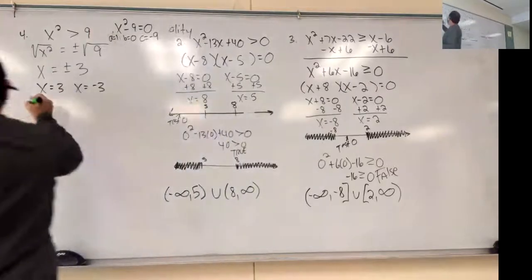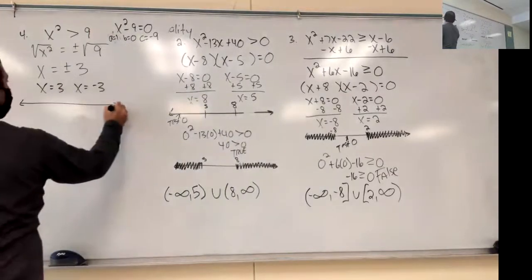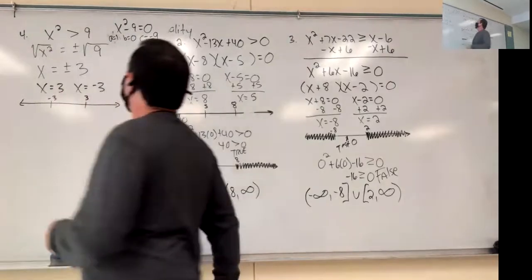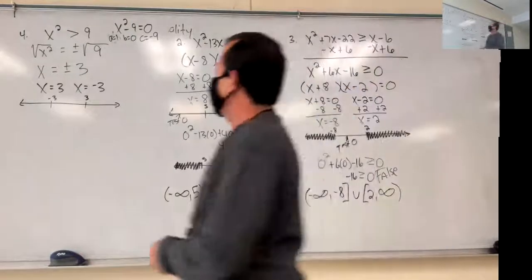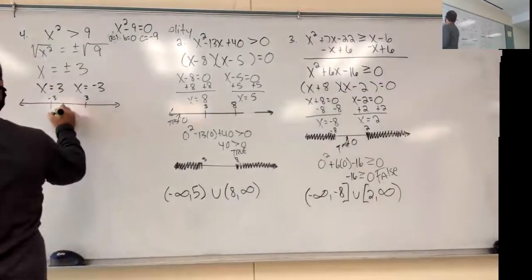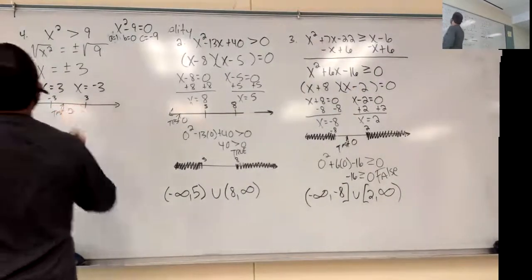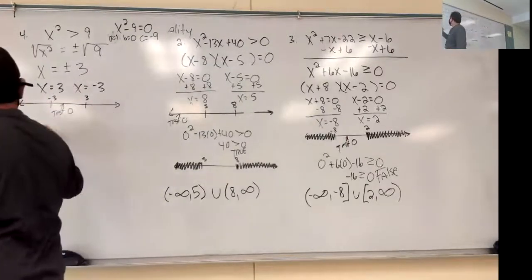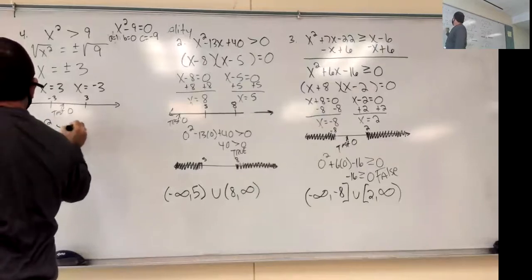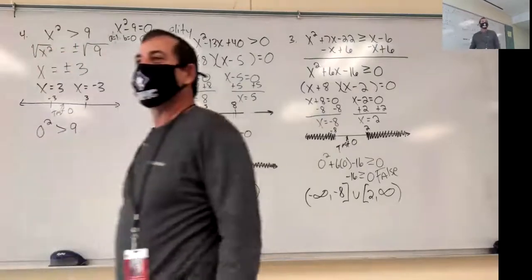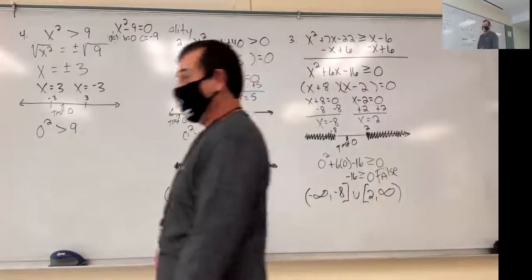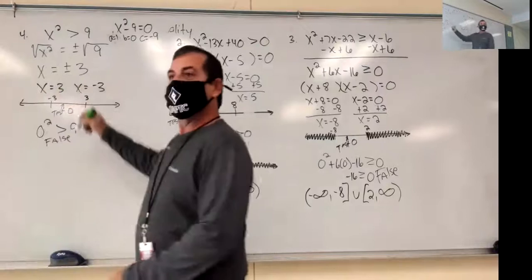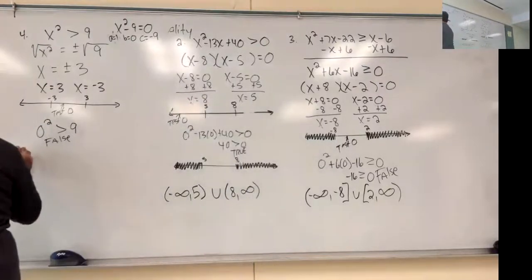So now let me make that number line. And once again, 0 is right in the middle. I'm going to test 0. So, if I put a 0 in for the x, 0 squared greater than 9. True or false? False. Definitely false on that. So I will not shade where the 0 is, and I'm going to shade the outsides.